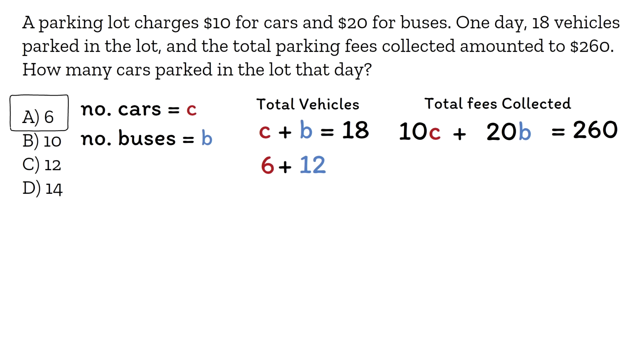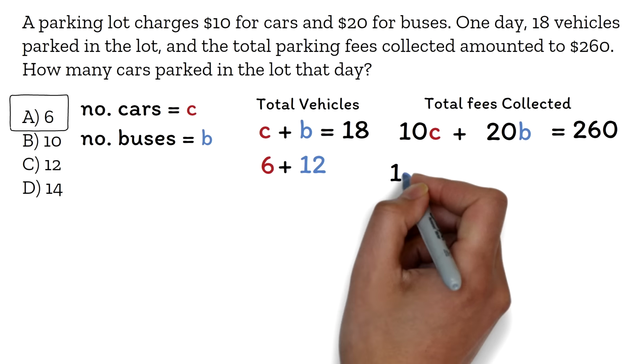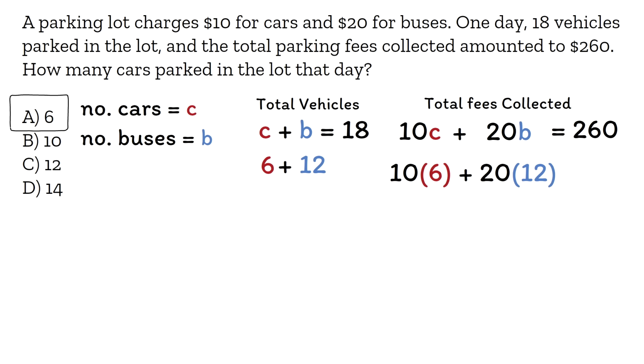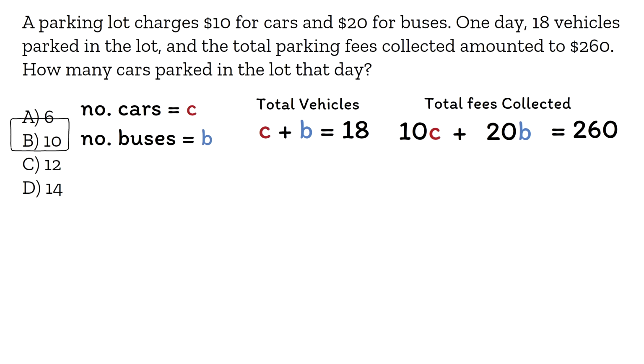Once we know our number of cars and number of buses, we can simply put that into the equation for the total fees collected and check if we get 260. So we have 10 times 6 cars plus 20 times 12 buses. This will give us 300. So this is wrong. We try option B.